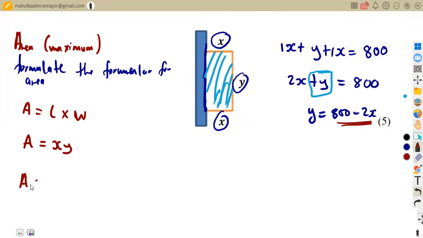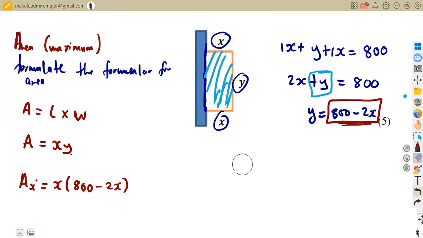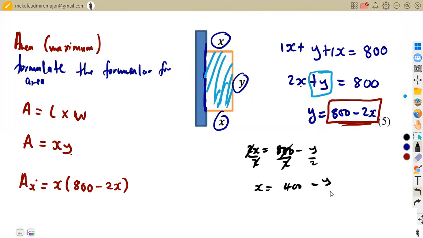So our area now in terms of x is going to be written as x times y. What is the expression for y in terms of x? Y in terms of x is 800 minus 2x. If we write this area in terms of y instead, we make x the subject. It was going to be 2x is equal to 800 minus y. You divide by 2, by 2, by 2. So our x was going to be 400 minus y over 2.